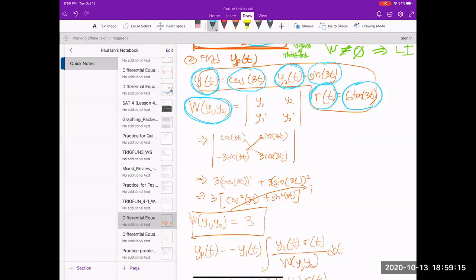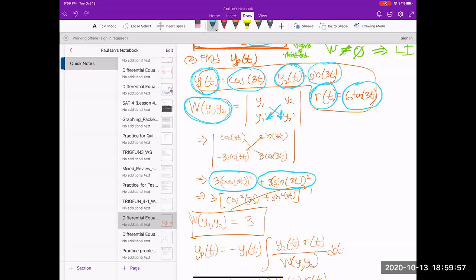So you know how to apply the Wronskian, right? We get y1 prime is going to be negative 3 sine of 3t, and y2 prime is going to be 3 cosine of 3t. Then we put that in a Wronskian. The determinant of this would be 3 cosine squared 3t, then subtract a negative, that's a positive 3 sine squared 3t, which is just going to be positive.